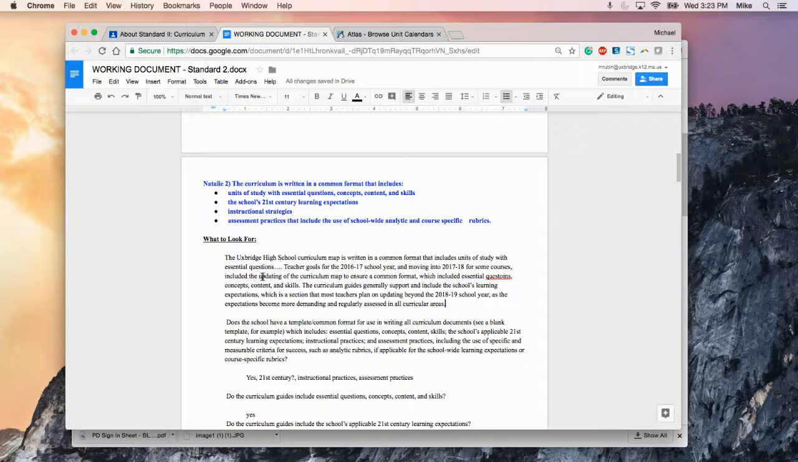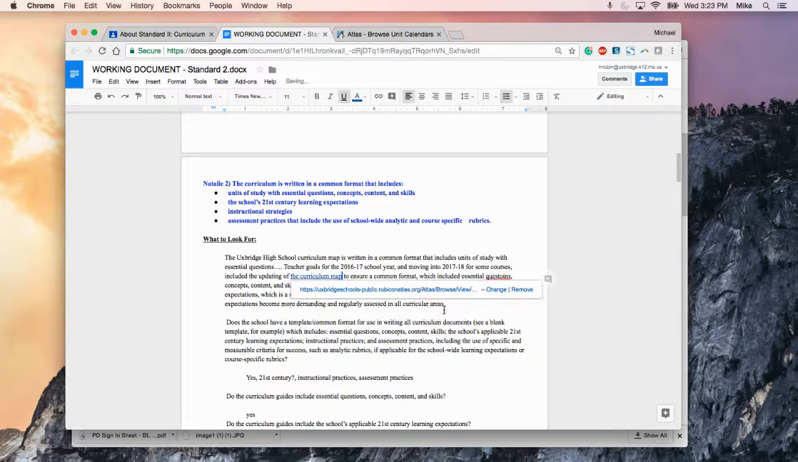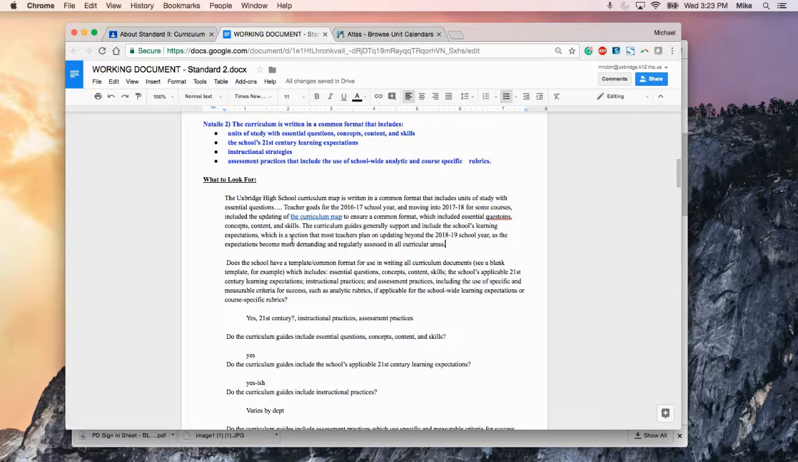We're going to now link it. The curriculum map is where the evidence would go. So we highlight that, come up here to the link button and click it, paste the link and apply. And there's our evidence. And why do we have the word generally? We have the word generally because Natalie down here wrote the word yes-ish.